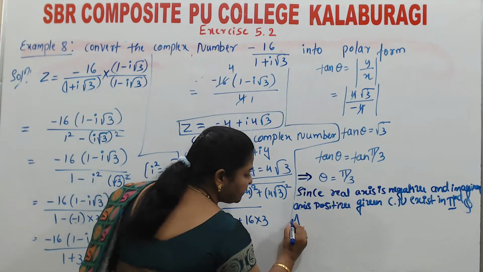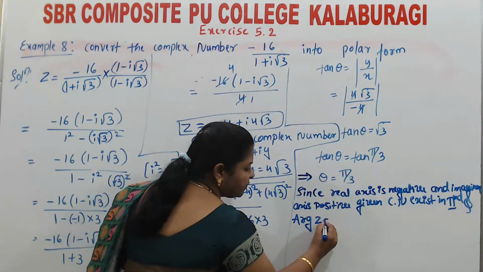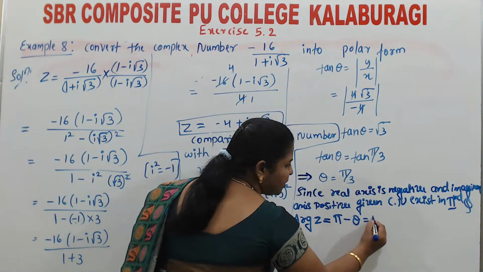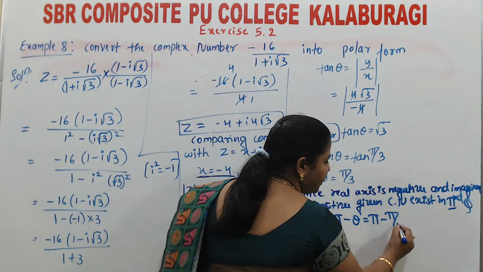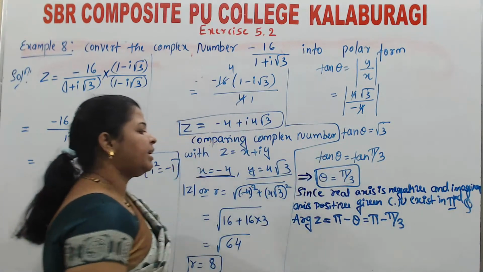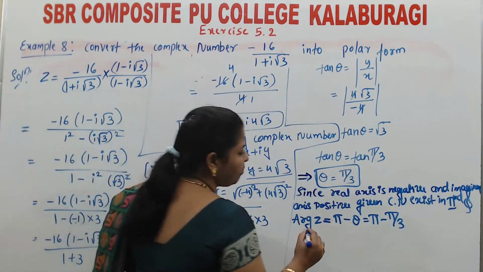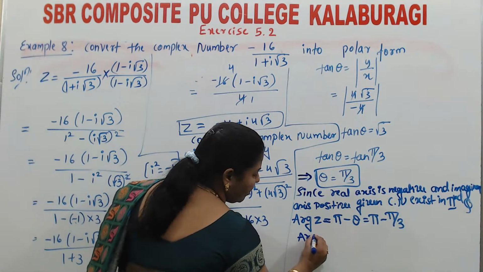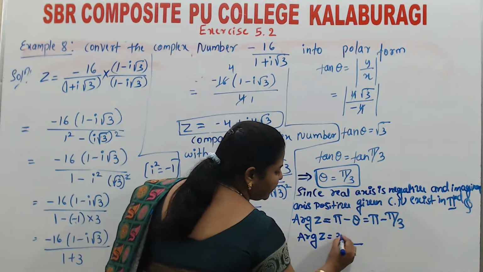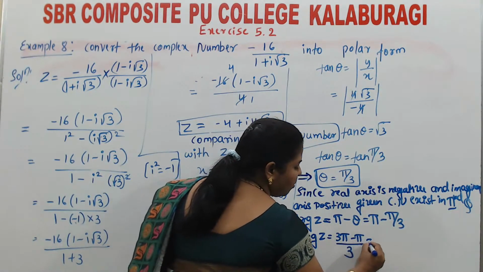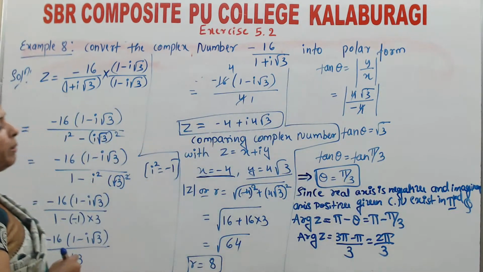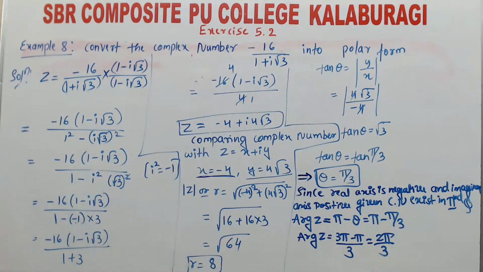Therefore, argument of z is equal to, in the second quadrant how do we write? Pi minus theta, which is equal to pi minus, what is the value of theta? Theta is pi by 3. Therefore, pi minus pi by 3. Then argument of z is equal to, 3 is our LCM term. Then 3 pi minus pi is equal to 2 pi by 3. Okay, 2 pi by 3.